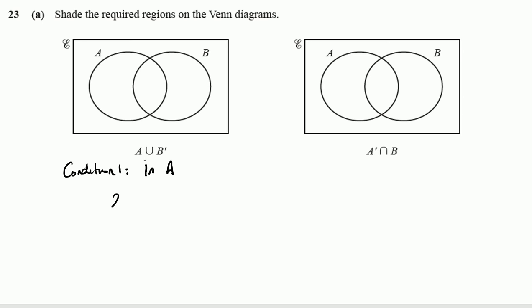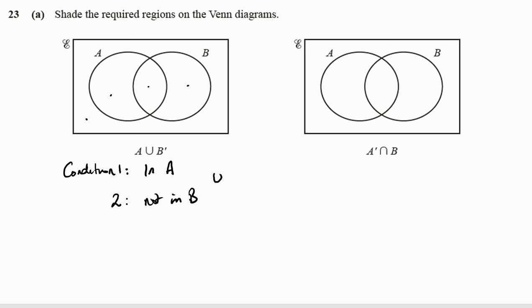And condition 2 is that I have to not be in B. Because those conditions are being combined with the union symbol, as long as I satisfy either one of them, I get to shade that region. So there are 4 areas to test.